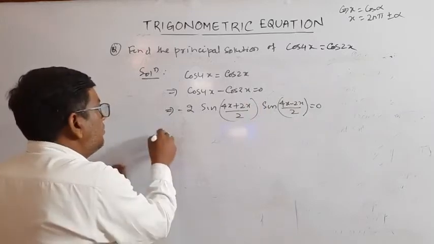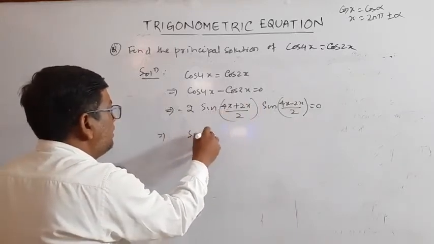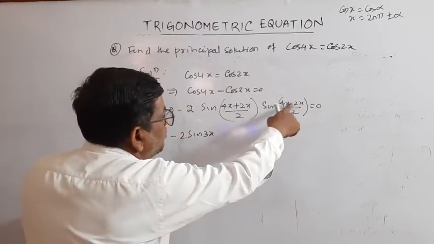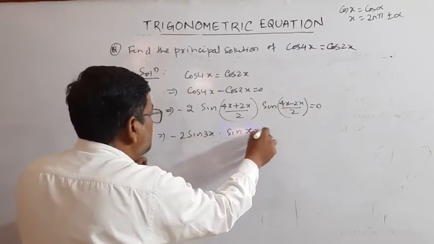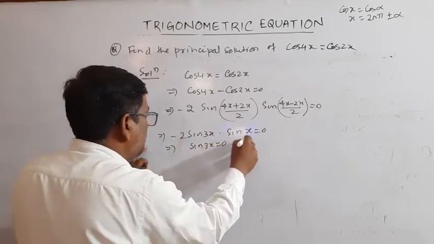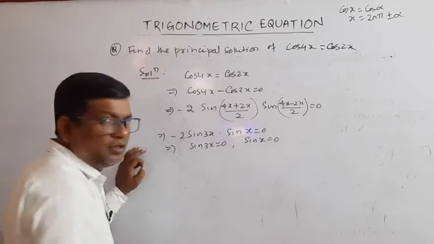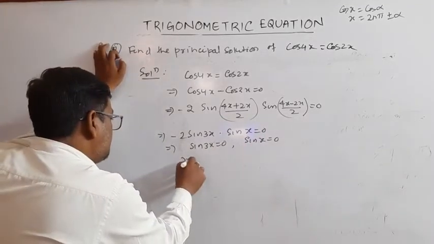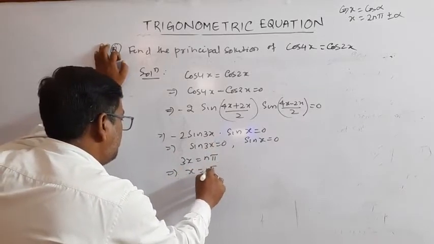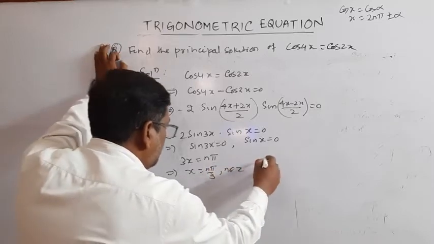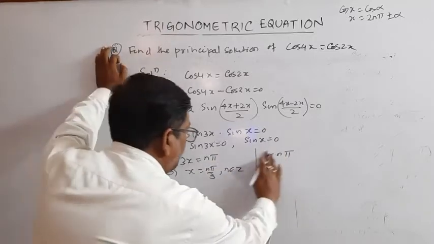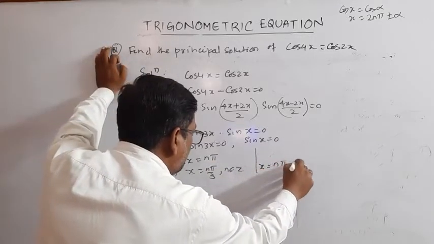Now this is equal to minus 2 sin 3x, and this is 2x by 2, that is sin x, is equal to 0. So dividing by minus 2, sin 3x is equal to 0, sin x is equal to 0. Now the general solution is 3x is equal to n pi, that implies x is equal to n pi by 3, n belongs to Z, and here x is equal to n pi, n belongs to Z.